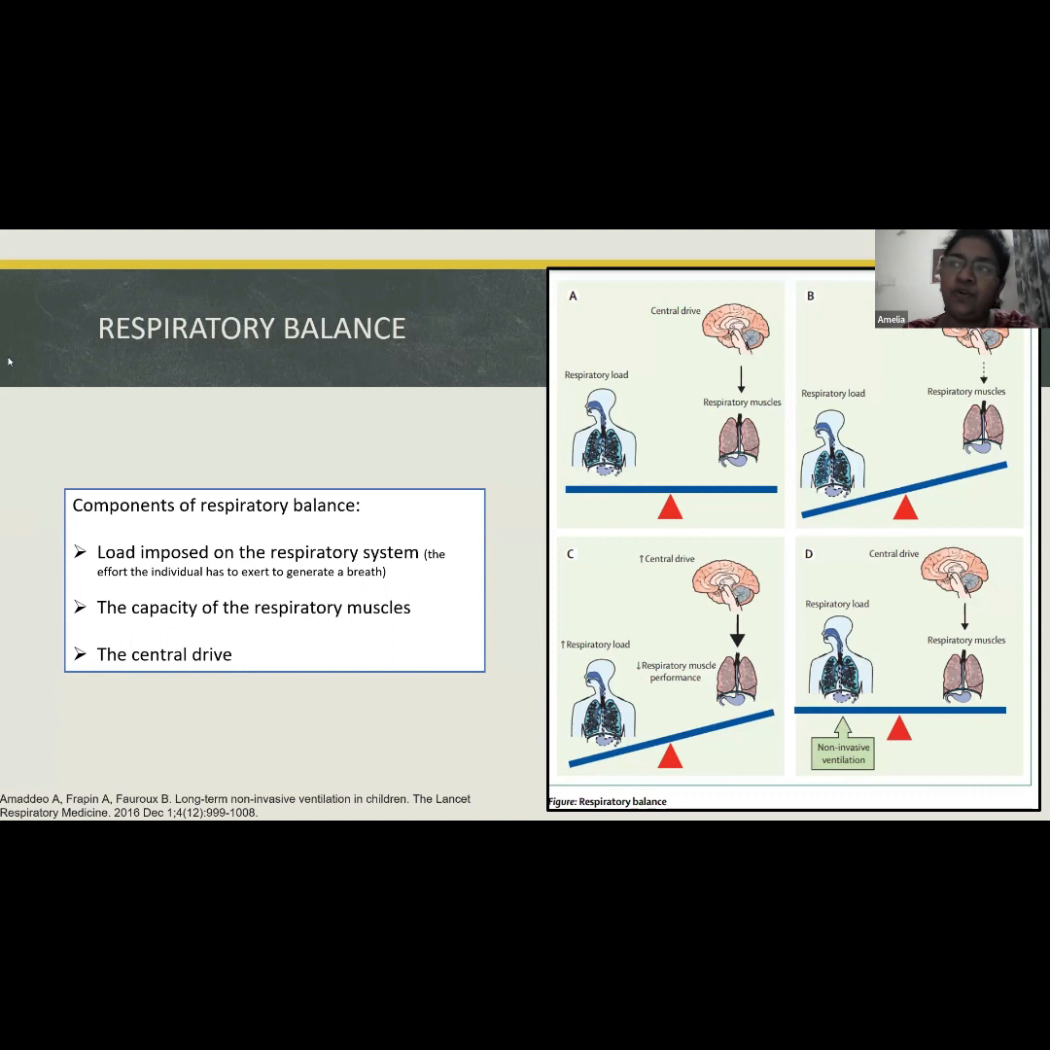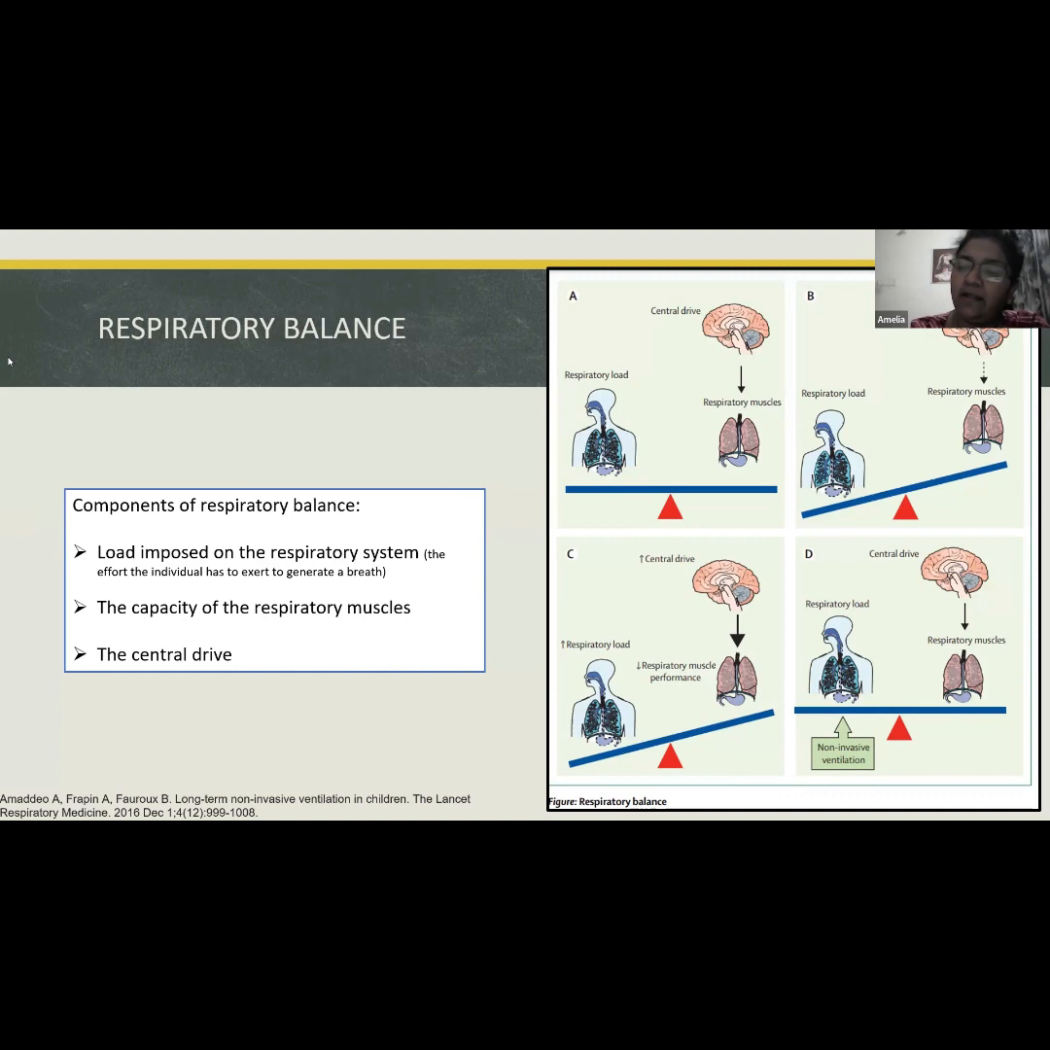The next one is the central drive. If you look at it, there is an increase in the central drive. So what happens? There again, you can only breathe at a certain rate, beyond which there is a decrease in muscle performance. And again, you feel tight in your chest, you're not able to breathe well.